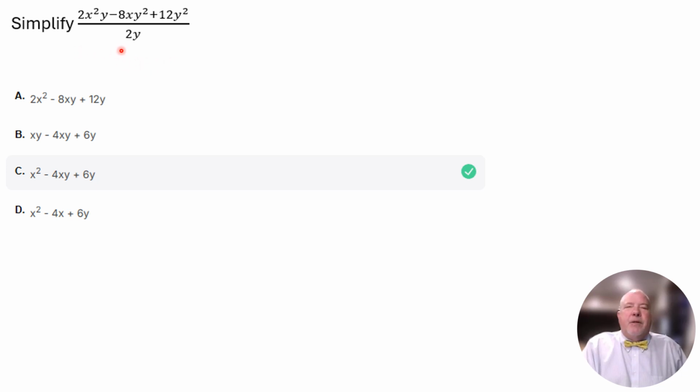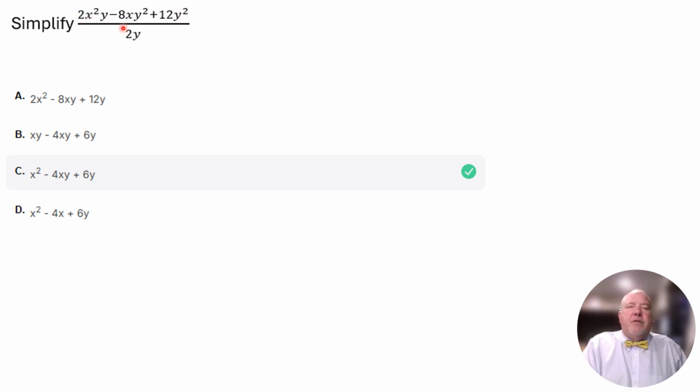So the first thing I would do is look at the numerator here and see if any of that can be simplified. In order to subtract or add these terms together, they have to have the same variable factors. That means they have to have the same variables with the same exponents. And so this is x squared y, this is xy squared, and this is just y squared. So they're not the same. So we can't add or subtract these. So we can't do anything there.